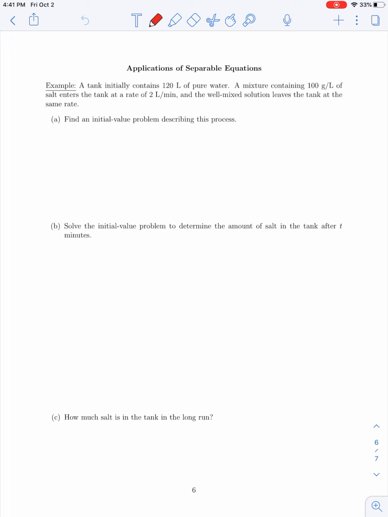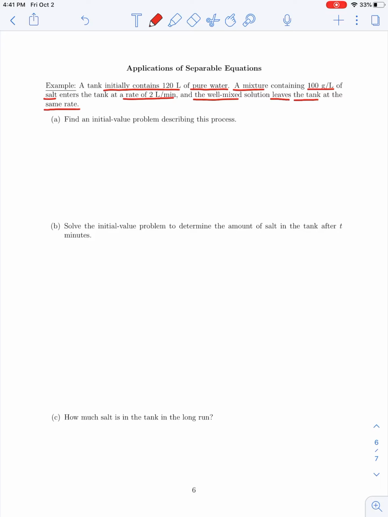So let's consider the following. We have a tank which we're told initially contains 120 liters of pure water. And we have some mixture which contains 100 grams per liter of salt, which is entering the tank at a rate of 2 liters per minute. And within the tank, this solution is kept well mixed, and it is leaving the tank at the same rate at which the solution was being poured in.